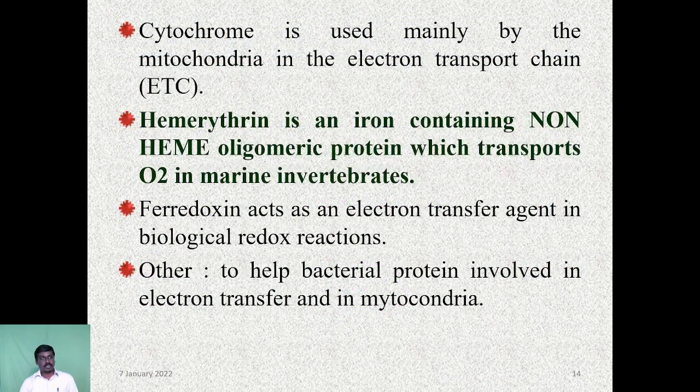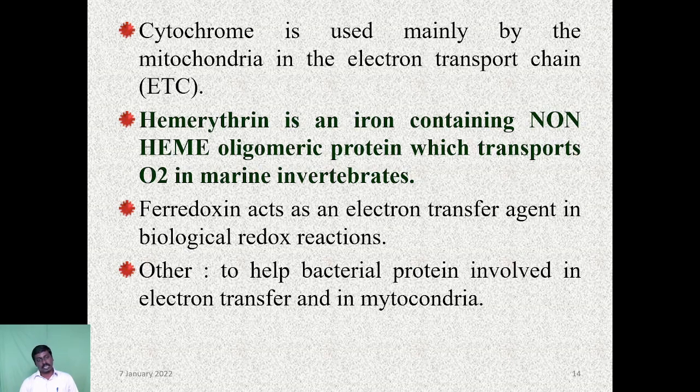And the biological functions involve cytochrome, which is used mainly by the mitochondria in the ETC, which stands for electron transport chain. And the next is hemerythrin, as I have already told, also called blue blood. It is an iron-containing non-heme, oligomeric protein which transports oxygen in marine invertebrates.